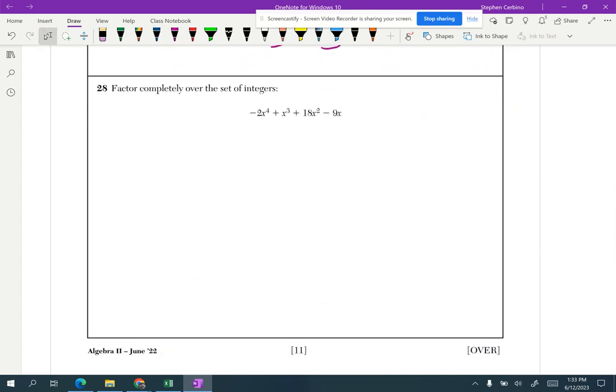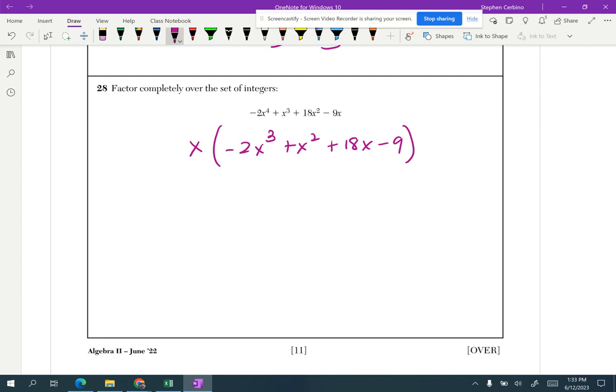Number 28 is a factoring question. We could attack this problem a lot of different ways. I'm assuming since most of you saw it was 4 terms, you jumped right to grouping and you ignored the fact that there's a GCF of x in there, which is okay. But I'm going to take out an x first. So I'm going to take out an x, leaving me with 2x to the third plus x squared plus 18x minus 9.